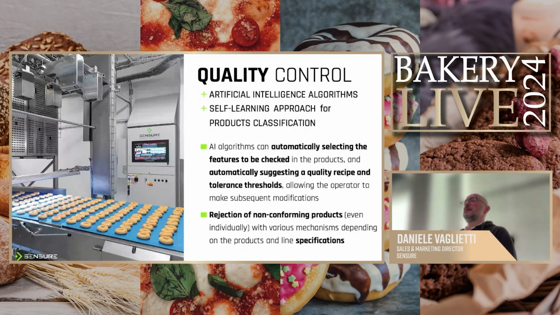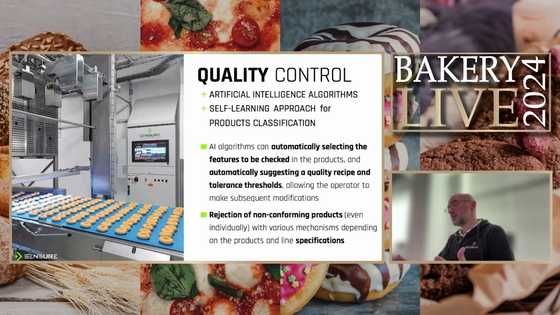Then you can use this data. You can start your process of AI. And the first thing you can do is quality control. You have the data of the products, and then you can start using AI algorithms and different approaches. Can be deep learning approaches, can be self-learning approaches, and you can start to classify your products.